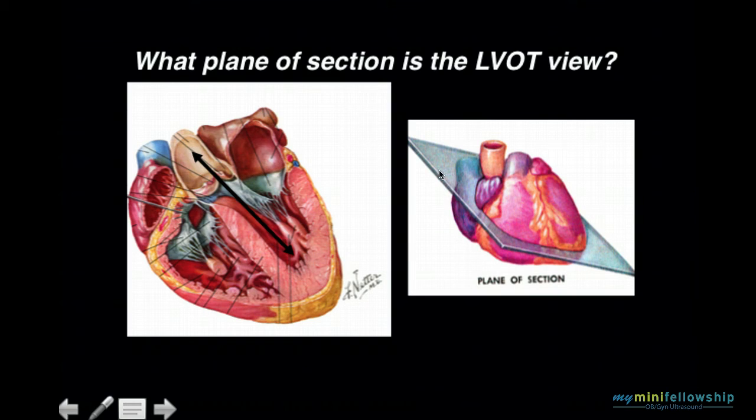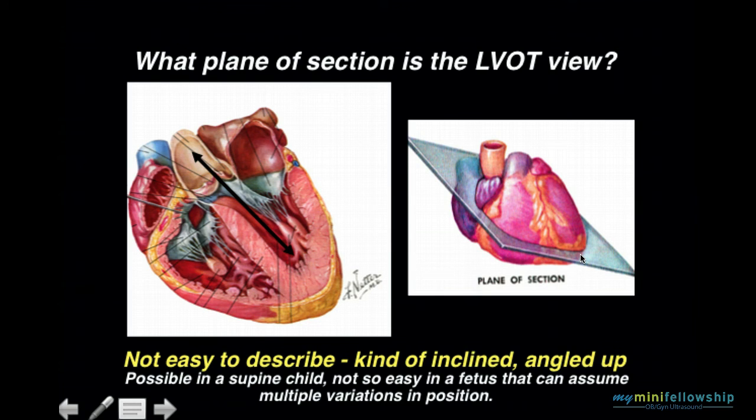Now, in order to get lined up along the left ventricular outflow tract requires that we get the sort of inclined and angled up view of the heart. Now, if we have a child who is supine lying on a table, it's possible to learn in a relatively short period of time how to change the angle of the transducer to produce this inclined, angled up view. But this is not so easy in the fetus that can assume multiple variations in position.